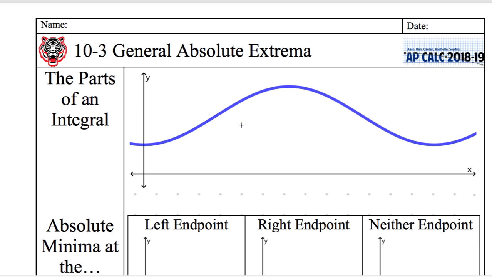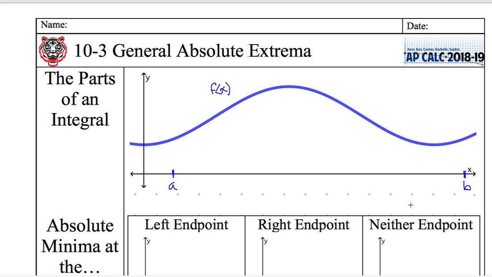So let's talk about the parts of an integral. Let's assume that this is called f of x. F of x, that is the name of our function. Let's go and look at some random point. We're going to define our integral from a to b, so from a to, let's do b at the very end over here.